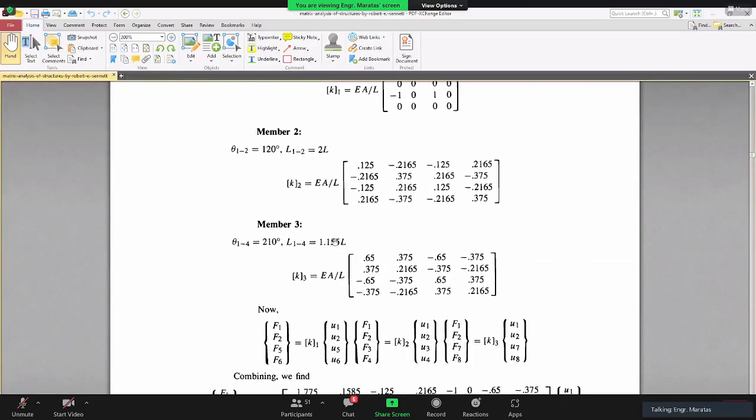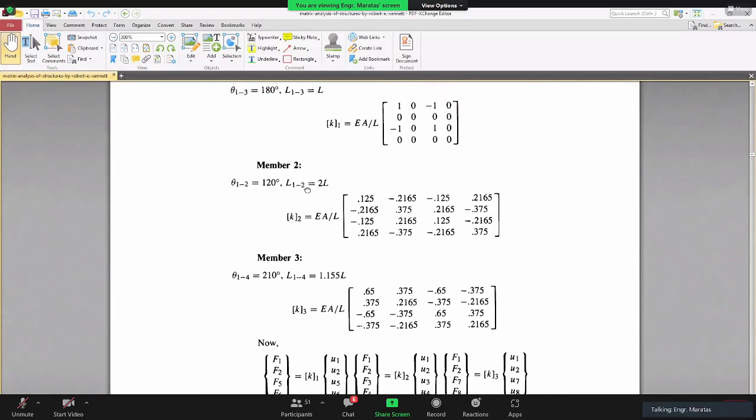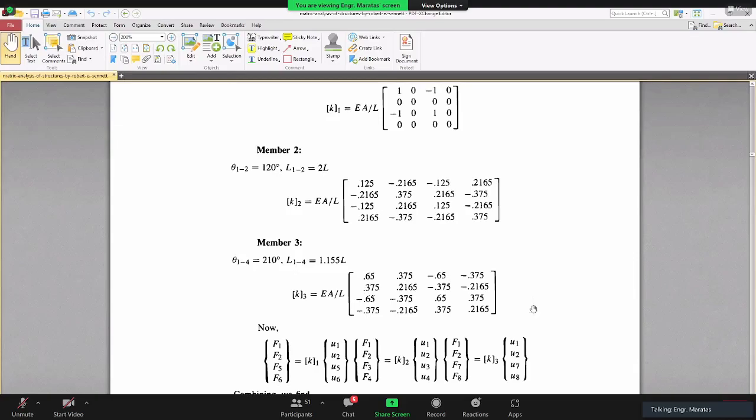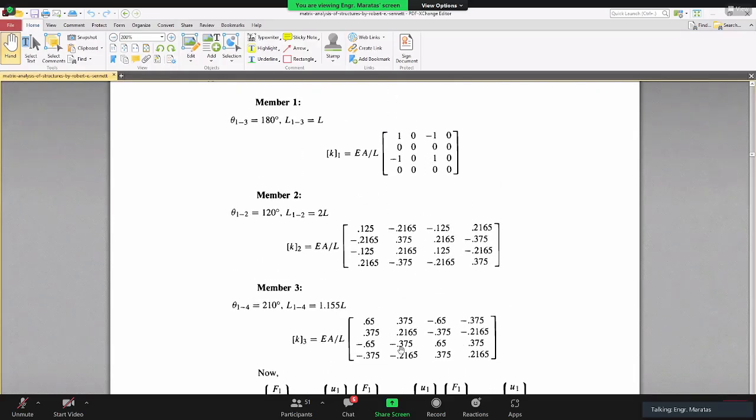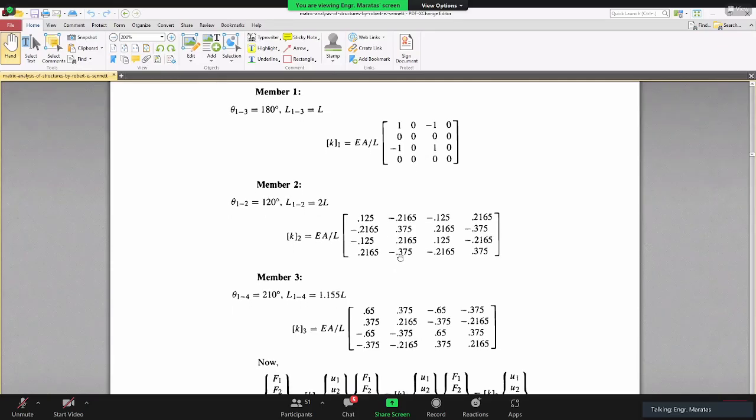So these are the lengths. The angle and the length are important. Once you have these, you can get the cosine functions, and we take the length into account here. So we now have 3 members, and these are the elemental stiffness matrices for the 3 members, in terms of the global coordinates.